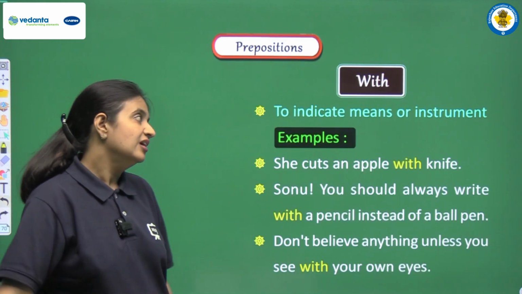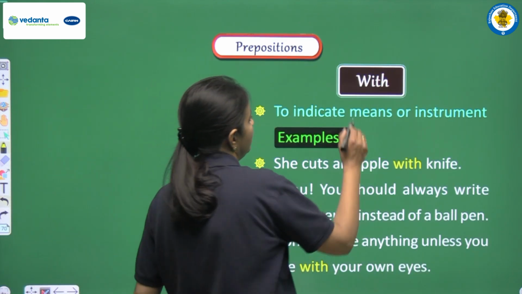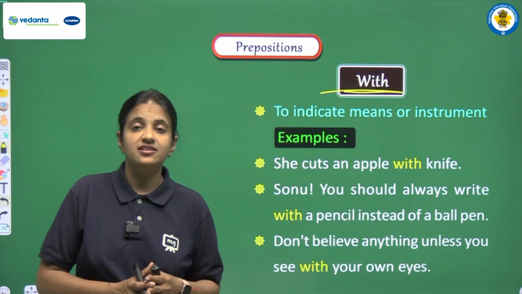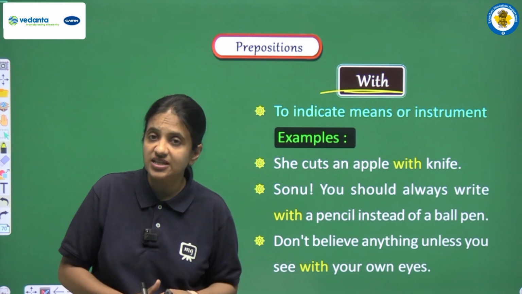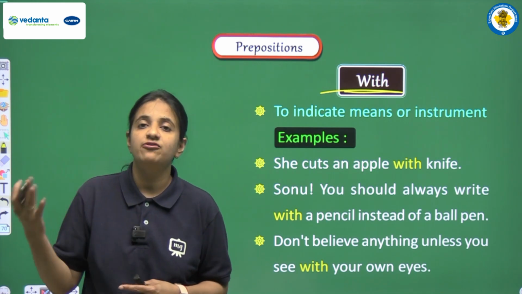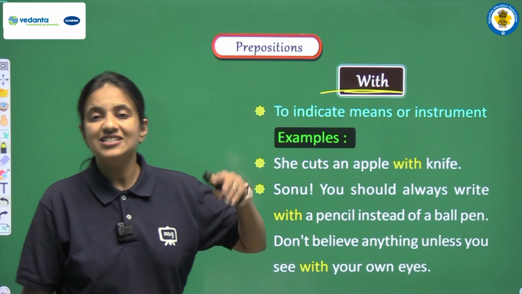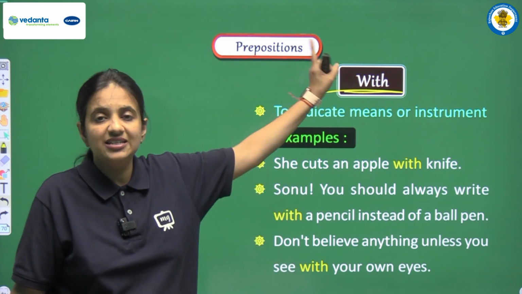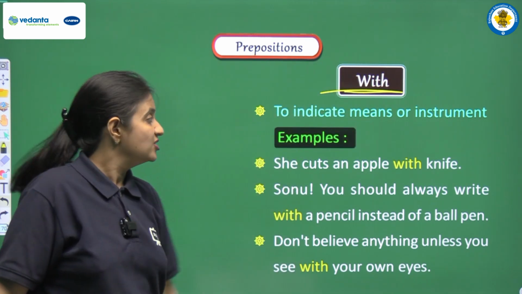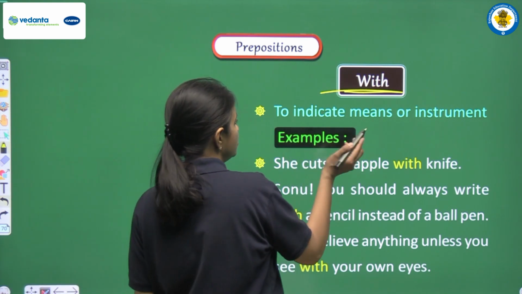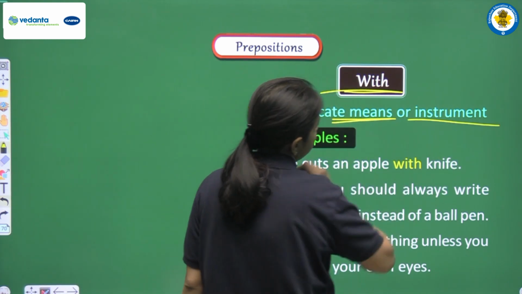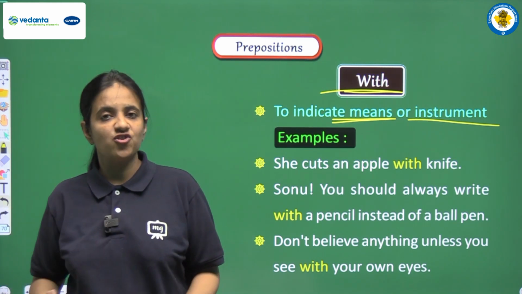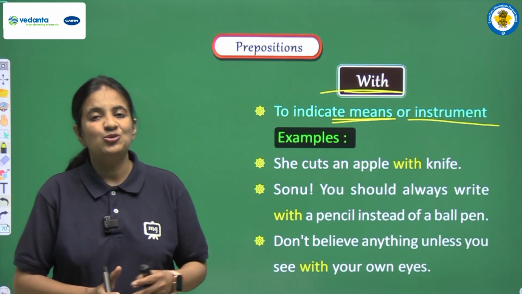Okay, moving on. Now we are having with. So let's see, with is a very common preposition, and yes, it has so many different uses. It can be used in so many different manners. So now let's try to understand all the different uses that are associated with this preposition, that is with. So first of all, it is used to indicate means, or we can say instrument. So whenever we are talking about means, whenever we are talking about instrument, then we have to use with.